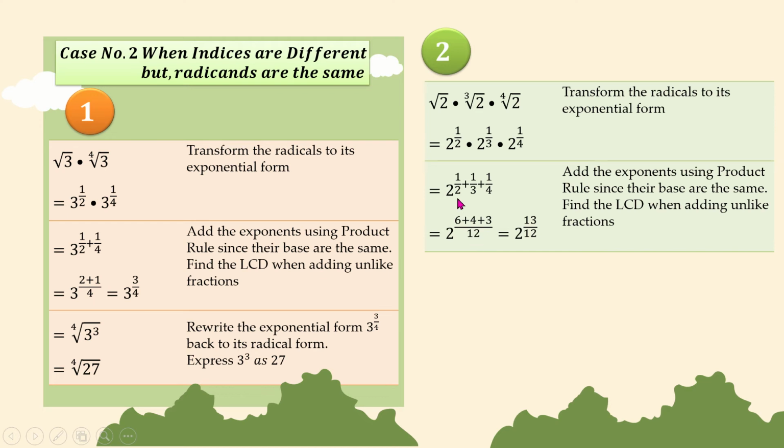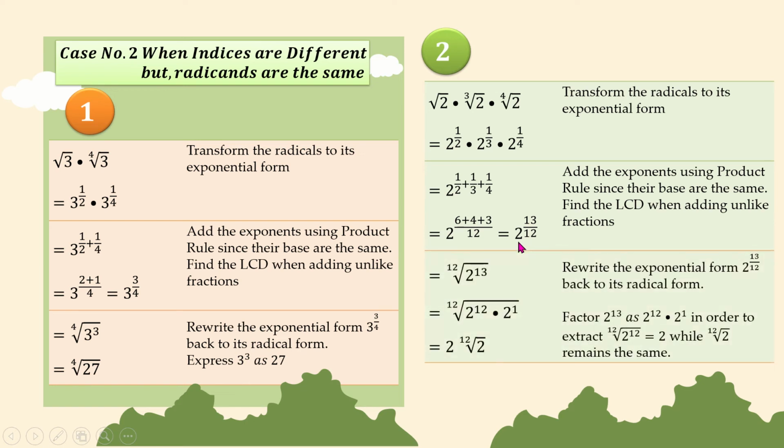So, 12 divided by 2 is 6 times 1, 6. 12 divided by 3 is 4 times 1, 4. 12 divided by 4 is 3 times 1, 3. So, we add 6 plus 4 plus 3 is 13 over denominator 12. Nga gi-raise nga exponent siya sa base 2. So, next is to rewrite the exponential form base 2 exponent 13 over 12 back to its radical form.